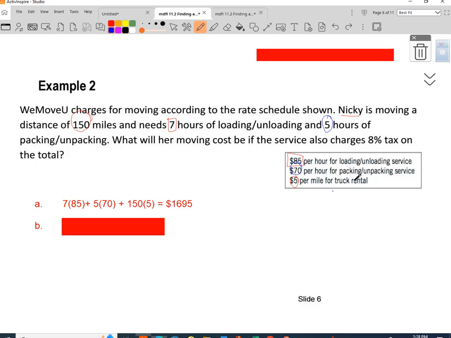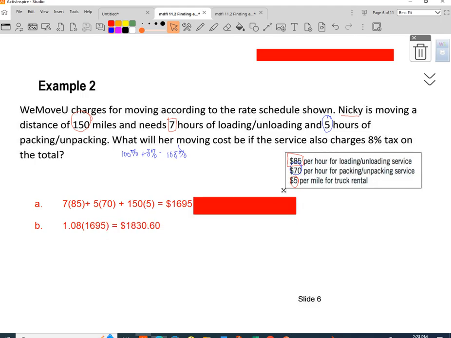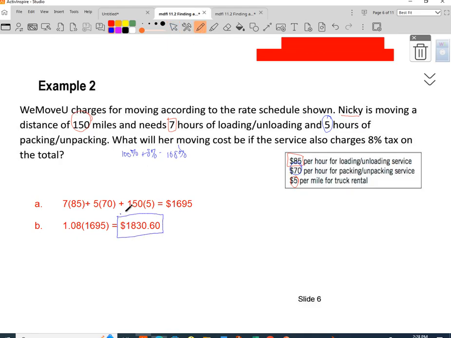Now to find the total including tax, remember it's going to be 100% plus 8%, which is 108%. We're going to use a decimal version of that, but honestly with our calculators, you could use a percent symbol. So it's 1.08 times the subtotal, and for a grand total of moving expenses, $1,830.60. Remember, you can pause.